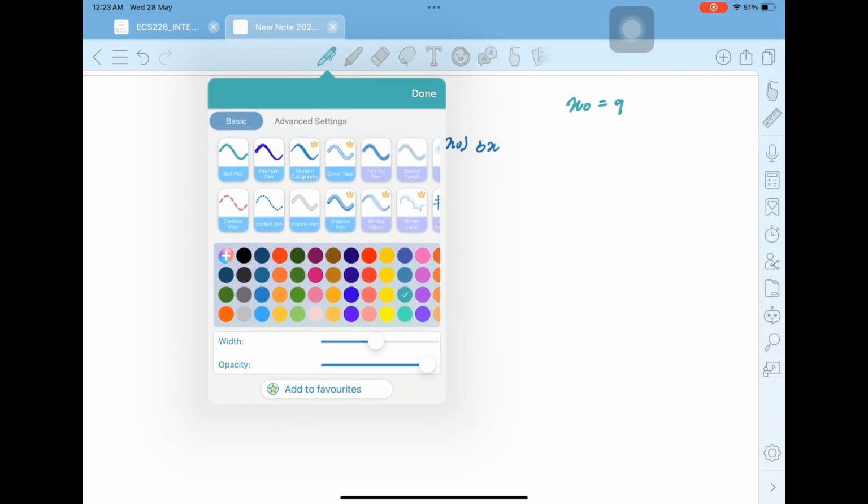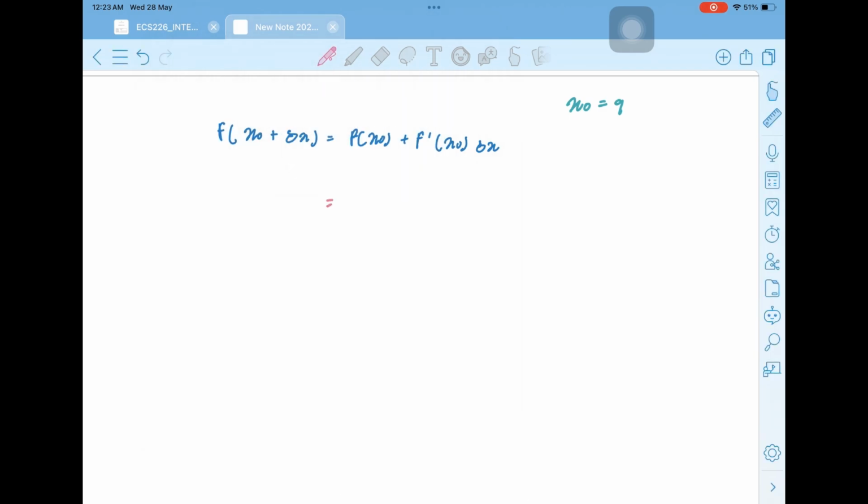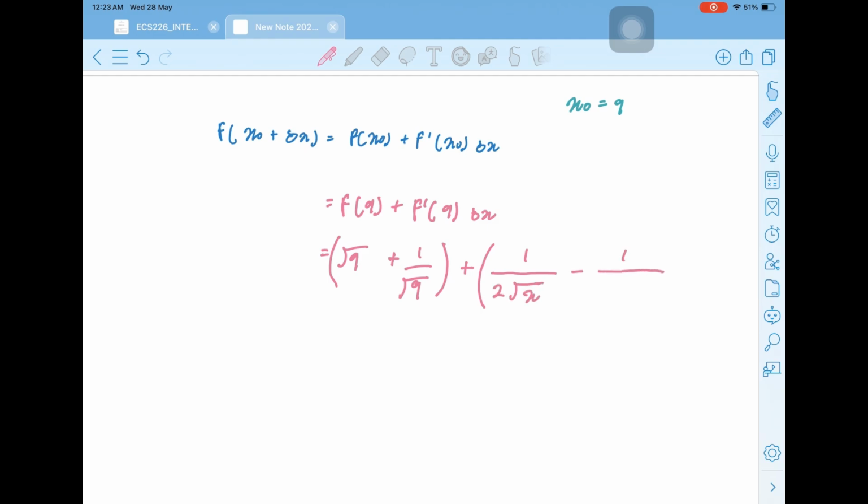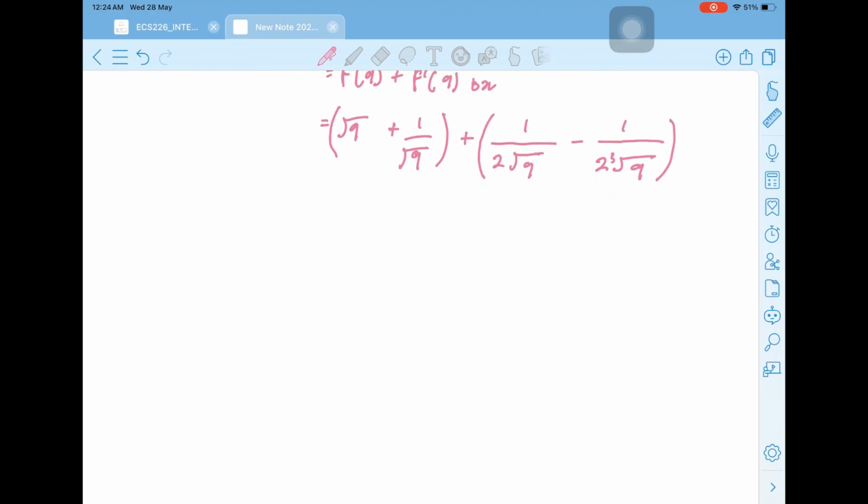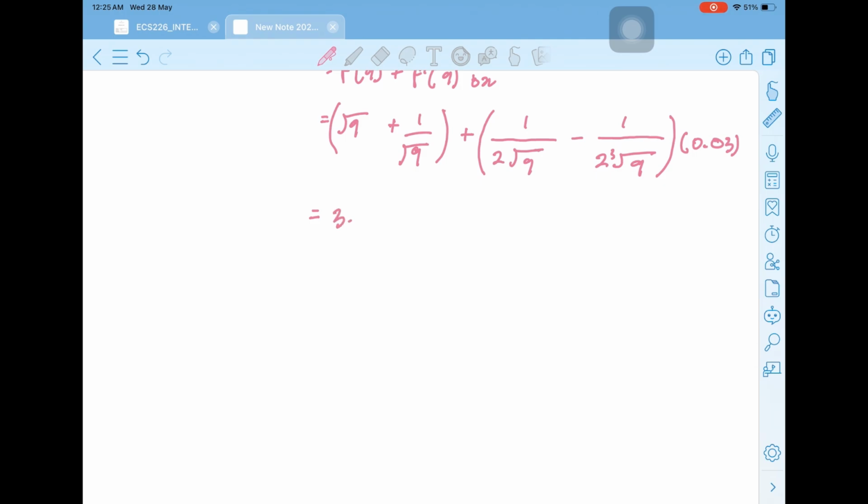Now, based on the formula, we know that we need to use x0 as our x. So we have our x0, which is 9. Therefore, we need to substitute all x in f(x) and f prime with 9. Now, we can finally substitute all x with 9. So, we will write down, in brackets, square root of 9 plus 1 over square root of 9, close bracket, plus, in brackets, 1 over 2 square root 9 minus 1 over 2 cube root 9, close bracket, multiplied with 0.03. Our final answer wants 3 decimal places, so therefore our final answer should be 3.331.